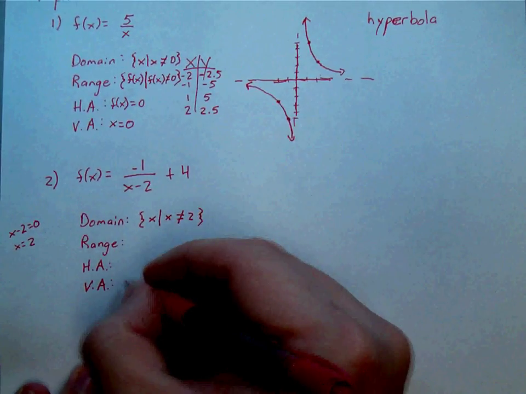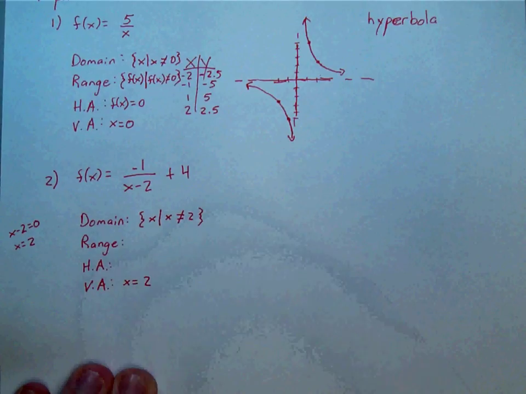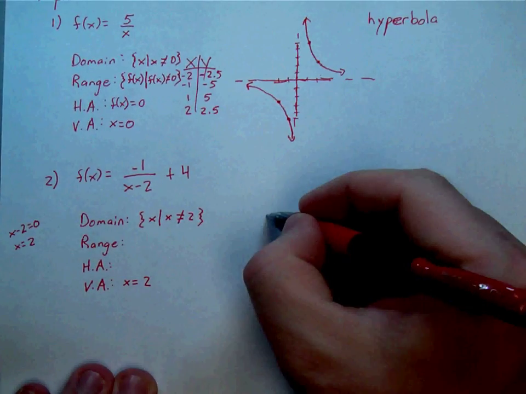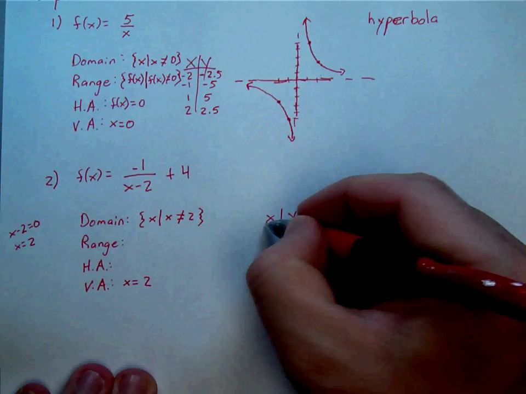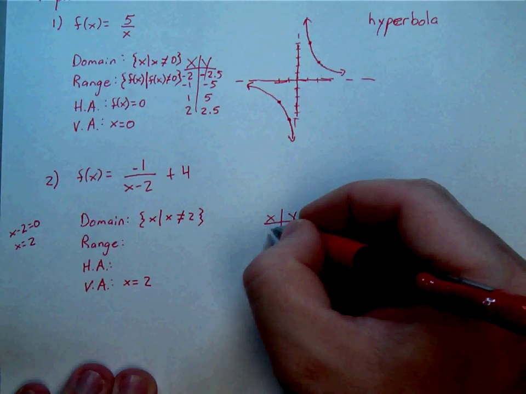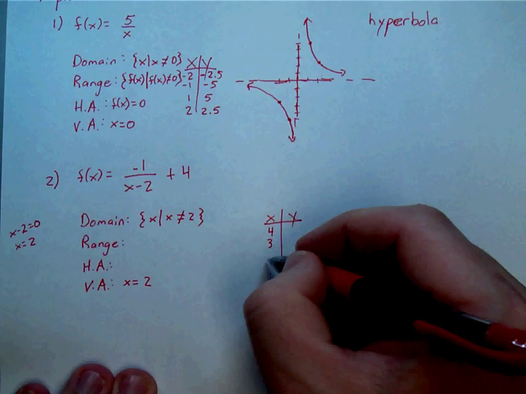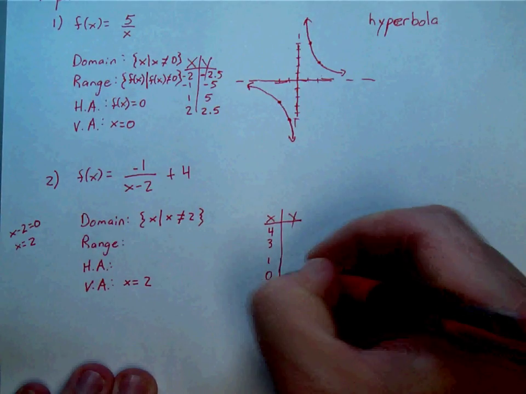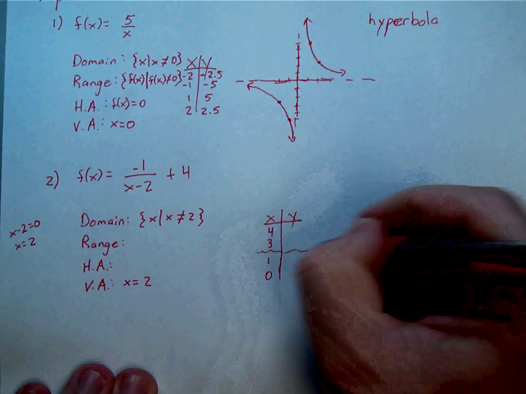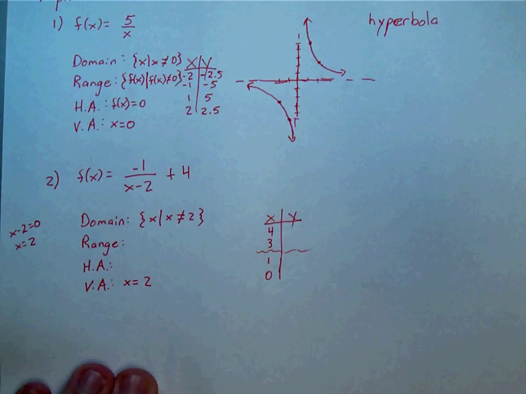So that means that our vertical asymptote is at x equals 2. And when I make a table of values, I'm going to surround the 2. So 4 and 3, I start on the upper side, I guess, and 1 and 0. I kind of leave that little blank in the middle. Those are the two branches of the hyperbola.